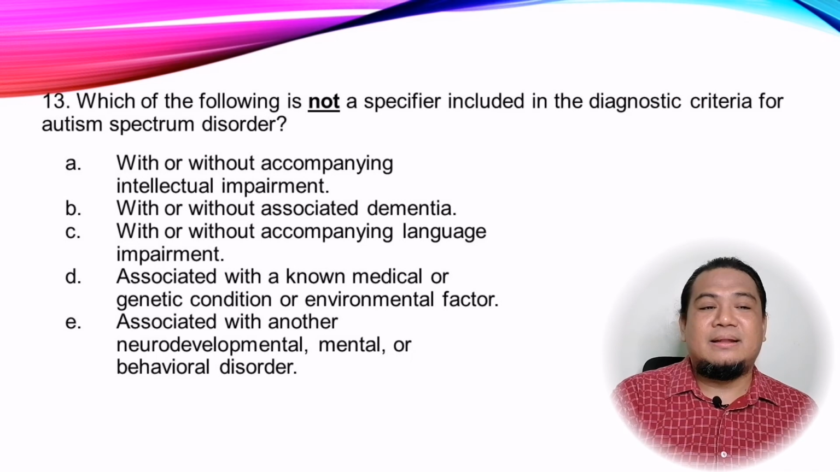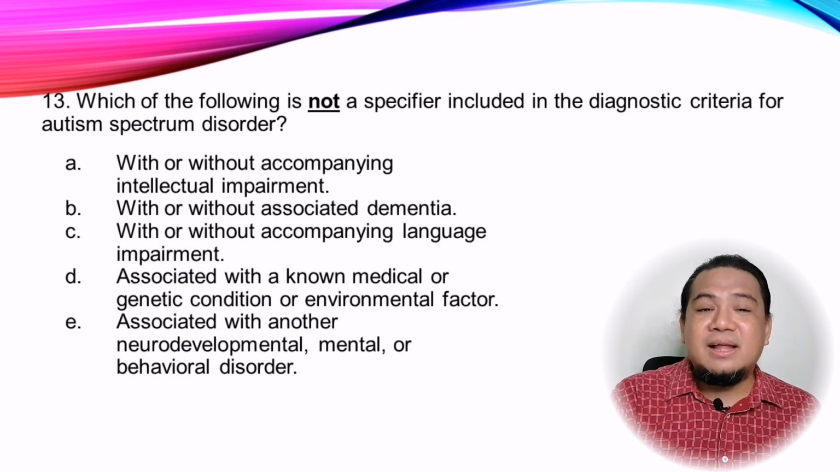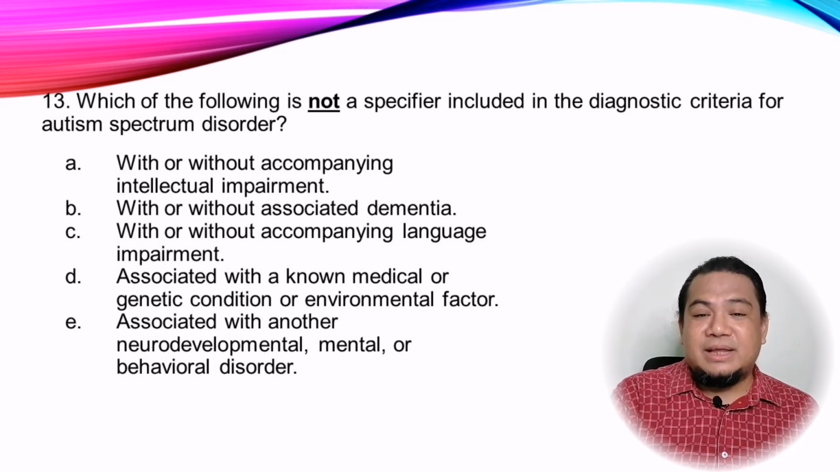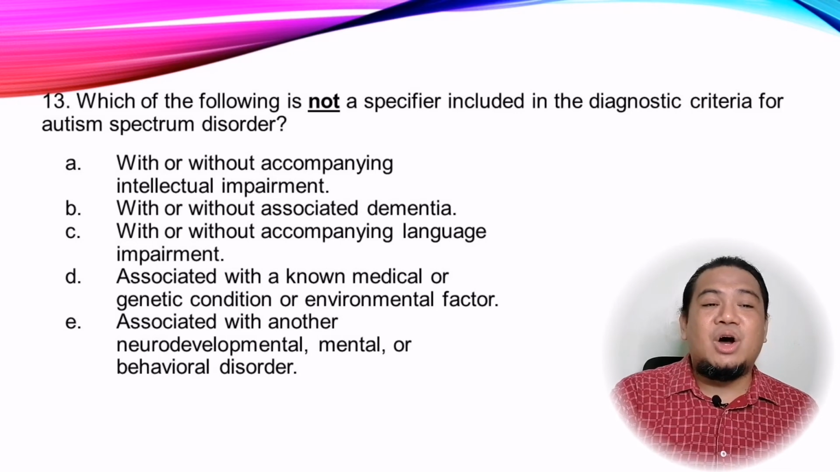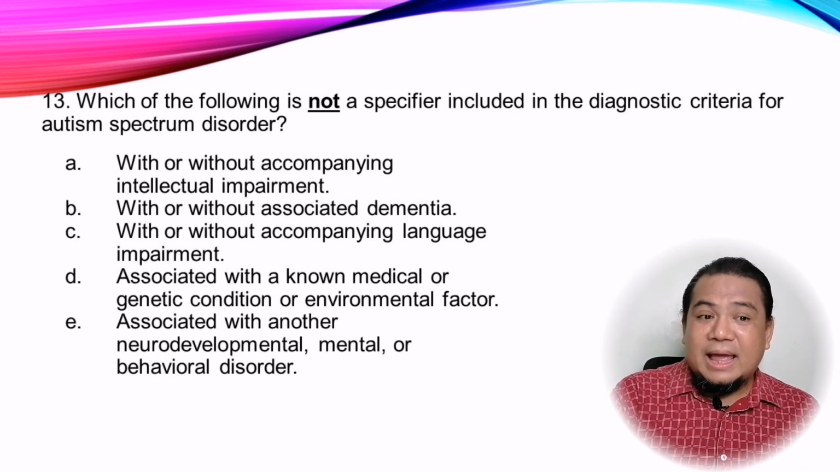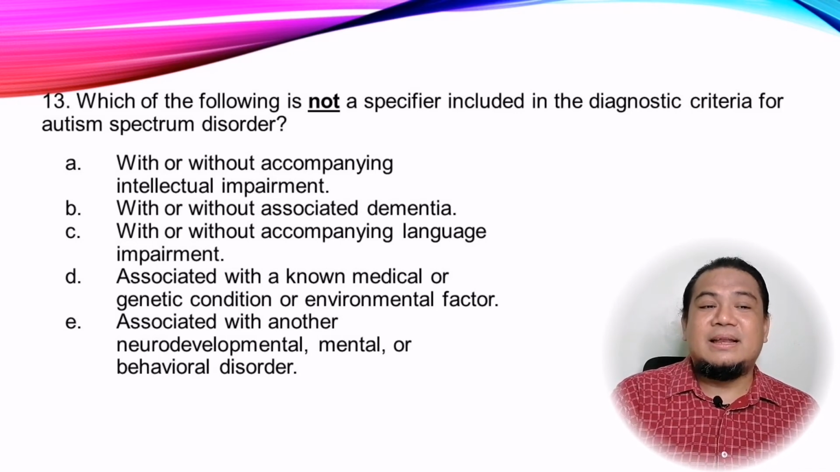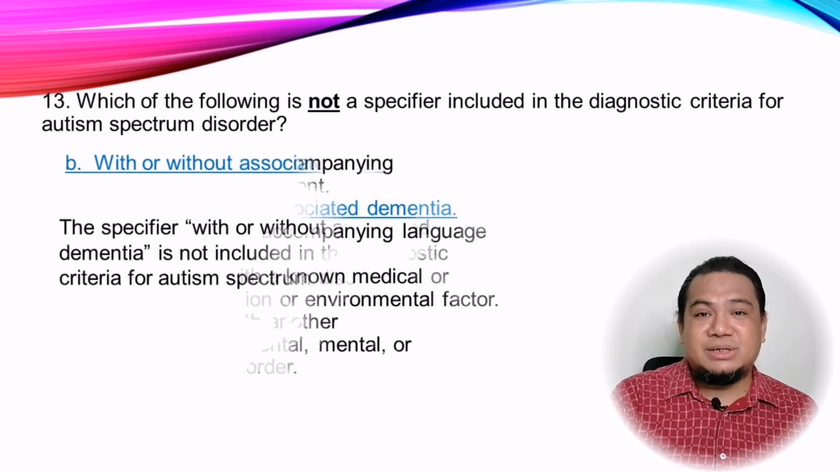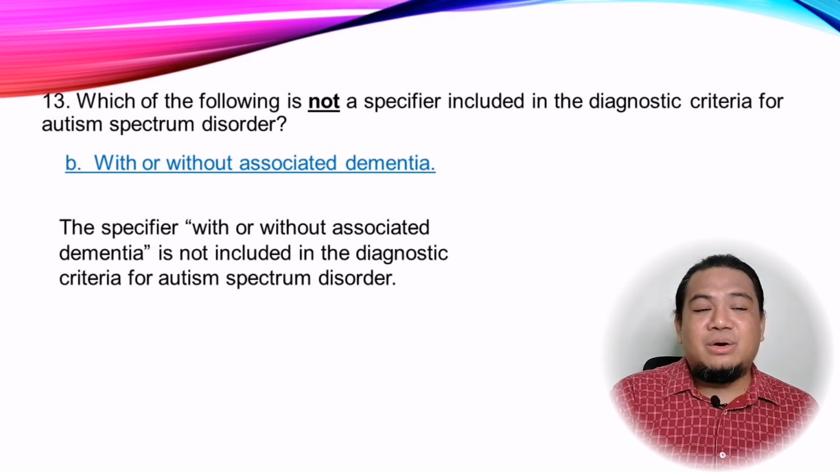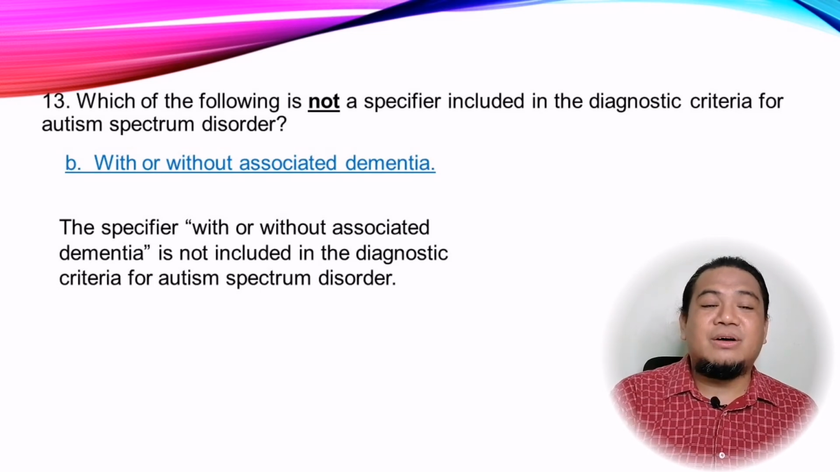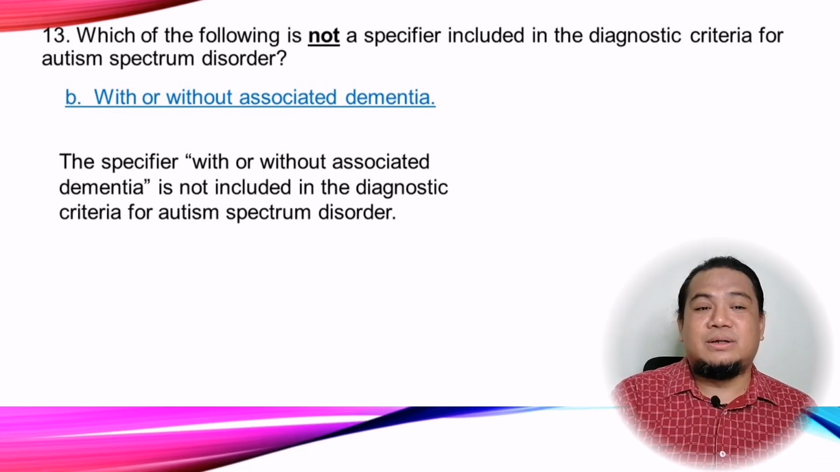Number 13, which of the following is not a specifier included in the diagnostic criteria for autism spectrum disorder? And the answer is letter B, with or without associated dementia. The specifier with or without associated dementia is not included in the diagnostic criteria for autism spectrum disorder.